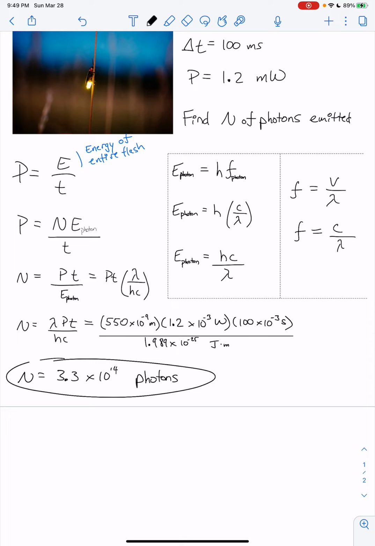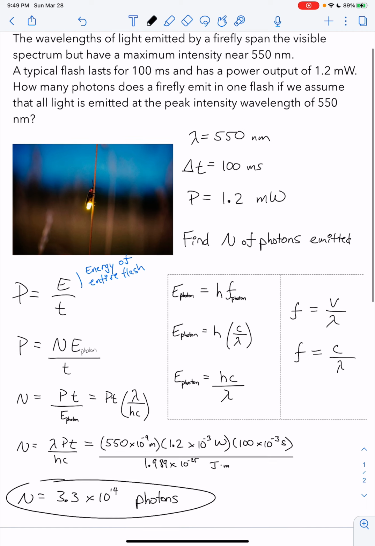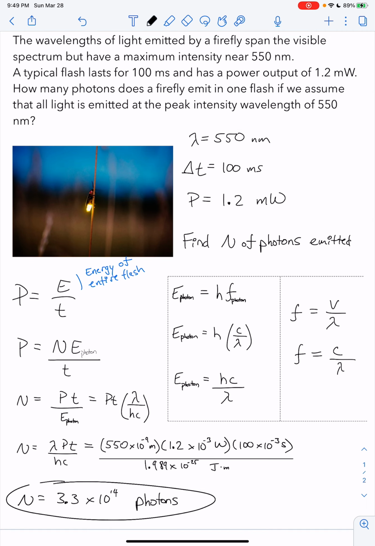Does that sound reasonable? Well, that's a lot of photons, but each individual photon doesn't carry that much energy. So this is a sensible result. And that's all.